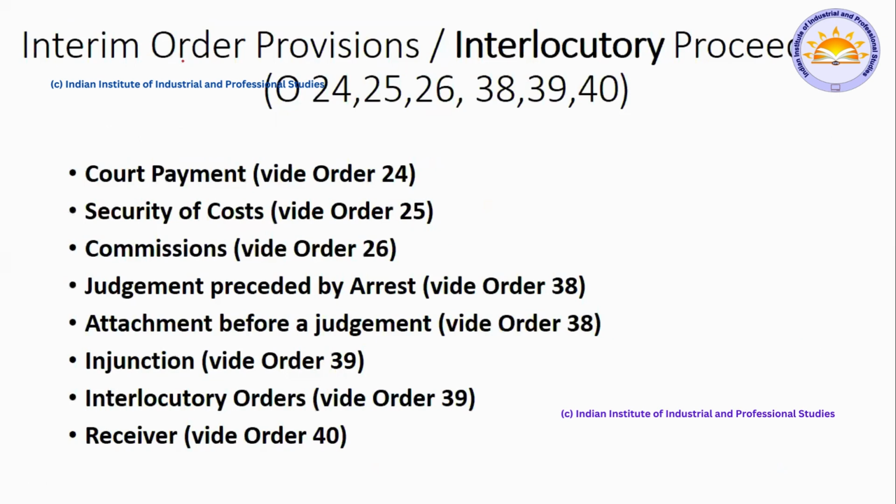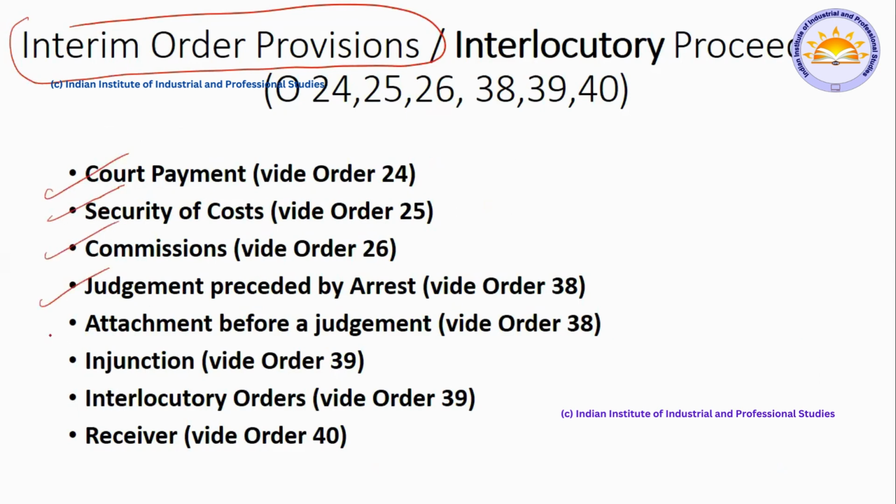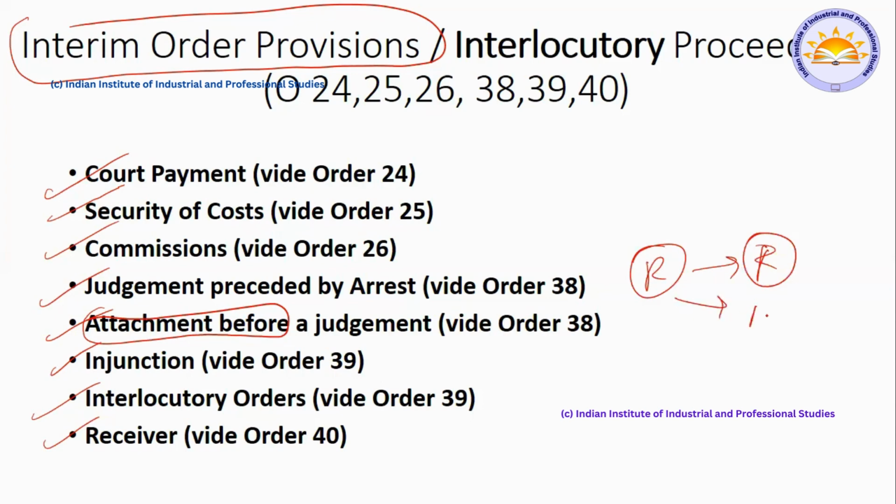Next, interim orders. When we speak about interim orders, these are the provisions: court payment, security of cost, commissions, judgment, and attachment before judgment. Injunction, interlocutory orders, receiver. This is very important. Receiver is very important. I know powers of receiver, appointment of receiver. This is very important. I've already shared the PDF with you, and just revise it.